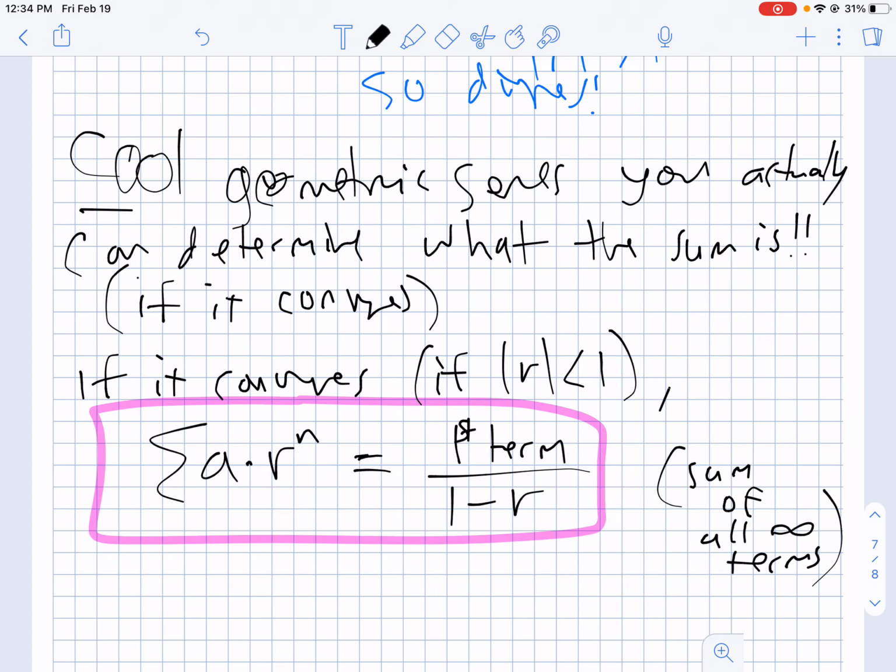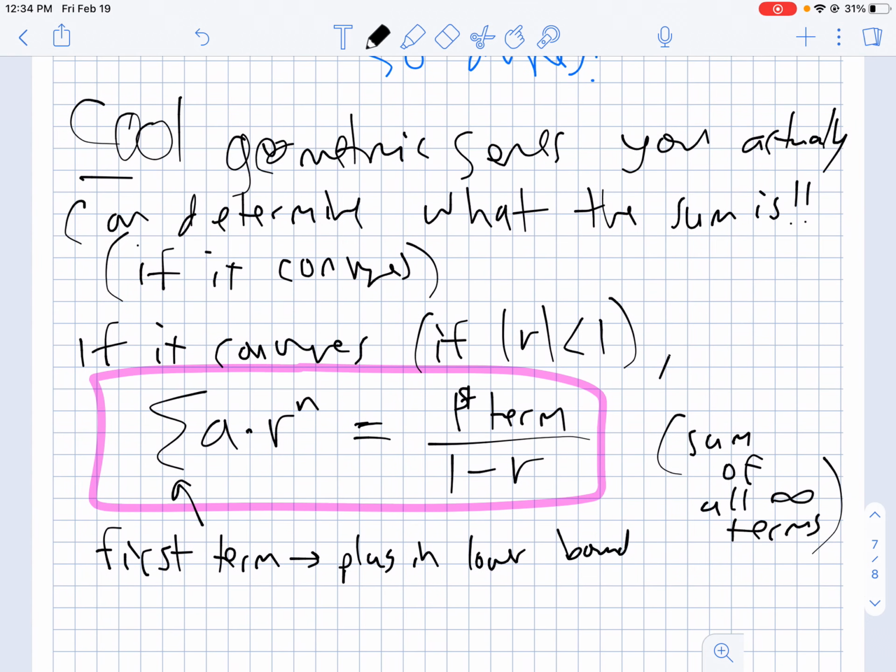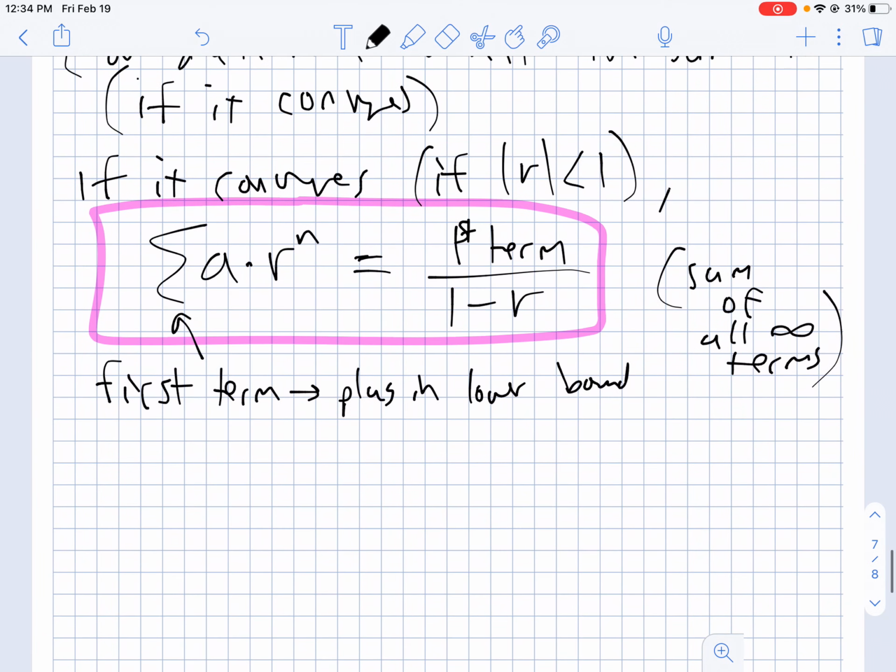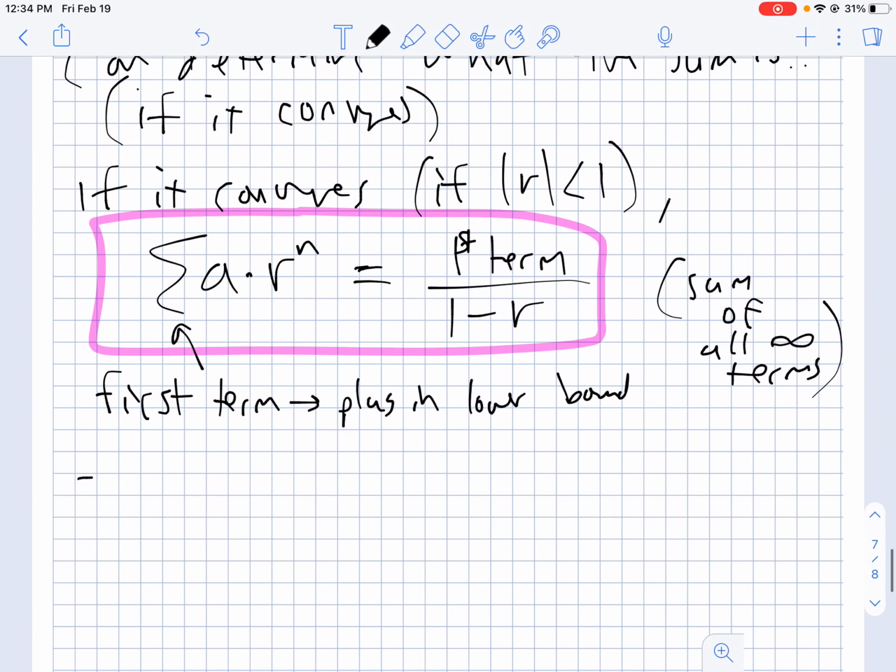And when I say first term, I literally just mean the first term of the series. I just mean plug in the lower bound. And I'll show an example of that. So whatever you start at, if you start at n equals 1, plug in 1. If you start at n equals 5, plug in 5. If you start at 0, plug in 0. So let's, for example, take a look at the sum from 1 to infinity of 1/2 to the n power.